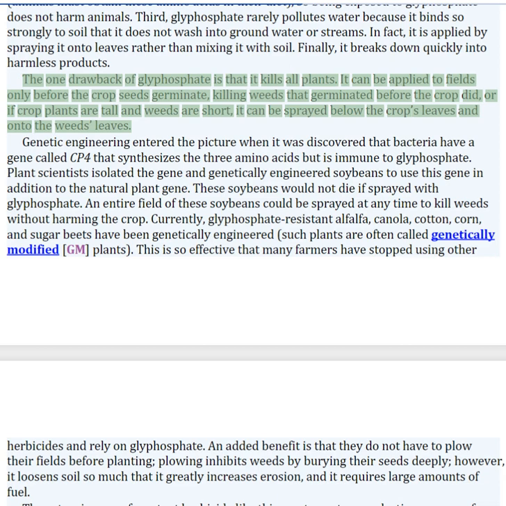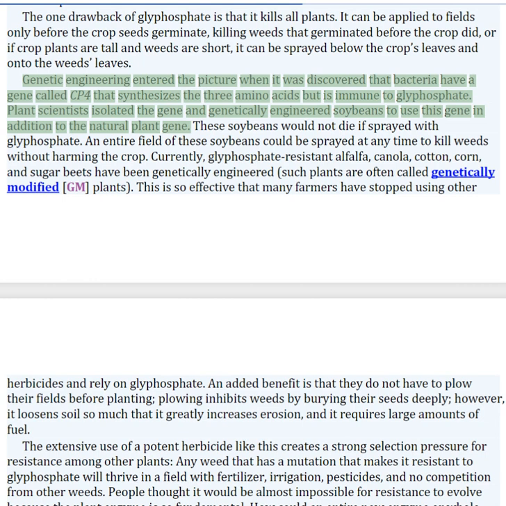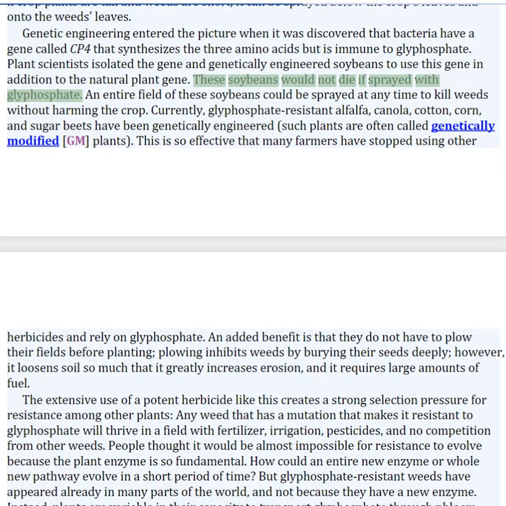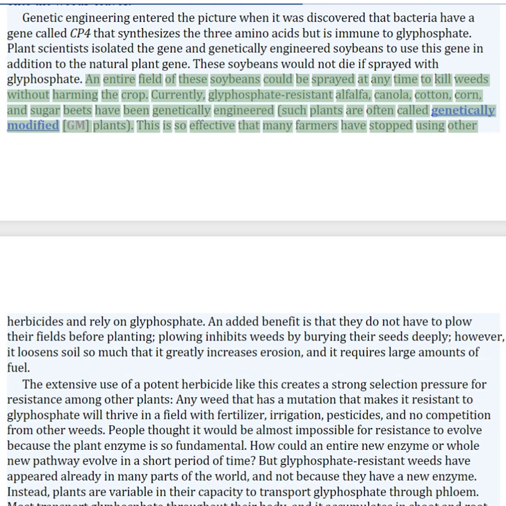Genetic engineering entered the picture when it was discovered that bacteria have a gene called CP4 that synthesizes the 3 amino acids but is immune to glyphosate. Plant scientists isolated the gene and genetically engineered soybeans to use this gene in addition to the natural plant gene. These soybeans would not die if sprayed with glyphosate. An entire field of these soybeans could be sprayed at any time to kill weeds without harming the crop.